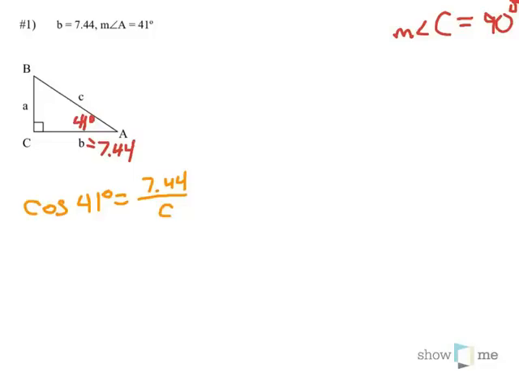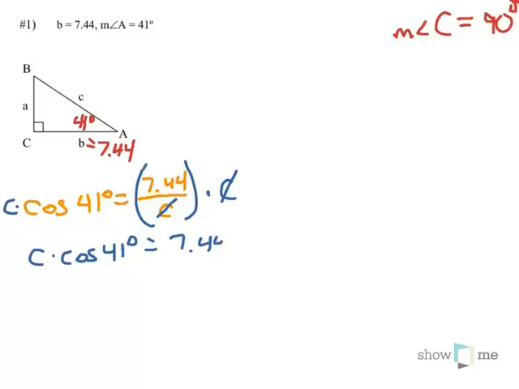Right now, C is in a fraction. So to get rid of our fraction, we need to multiply both sides by the bottom of the fraction. So that's times C. So we have C times cosine 41 degrees on the left. On the right, your C's cancel because you're dividing and multiplying by the same thing. Canceling meaning you have a 1 left. So it's 7.44 times 1, which is 7.44. To get C by itself completely, you divide both sides by cosine of 41 degrees, which I'm just going to show here.